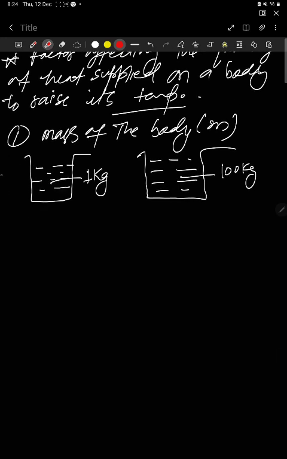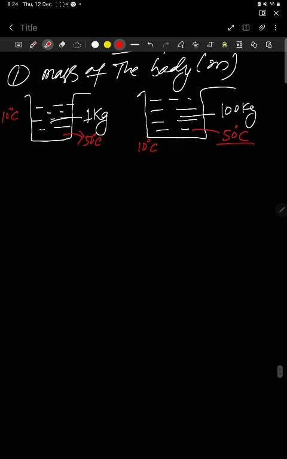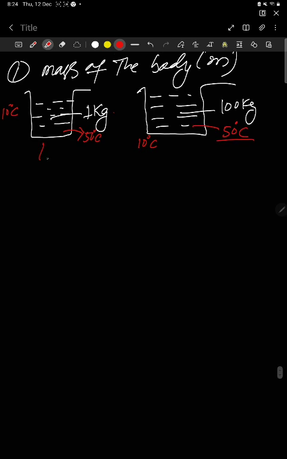Suppose its initial temperature is 10 degrees Celsius and the other's initial temperature is also 10 degrees Celsius, and now I have to increase its temperature up to 50 degrees Celsius, and in this case also we have to increase its temperature up to 50 degrees Celsius. So in both cases we have to increase the temperature by the same amount, but there is a difference between masses. So you should tell me in which case we have to supply more heat. Suppose we are supplying heat Q.